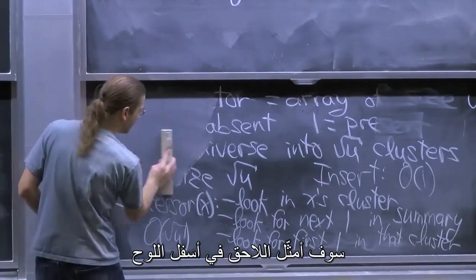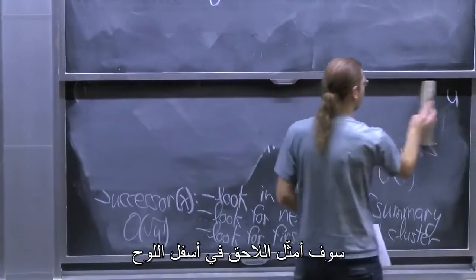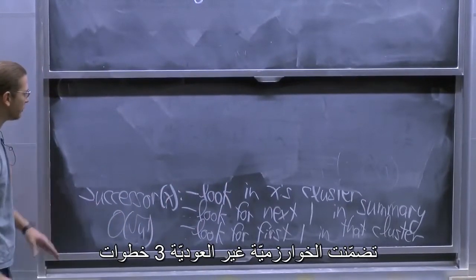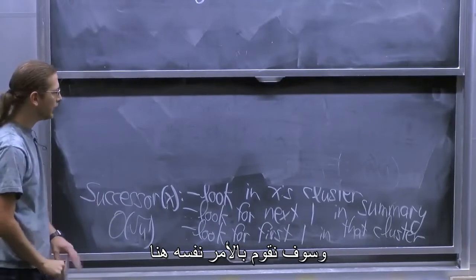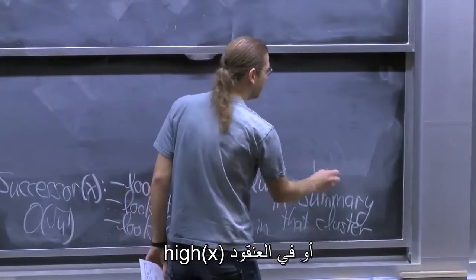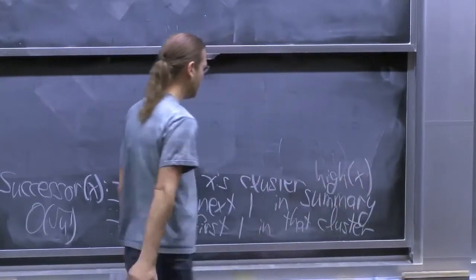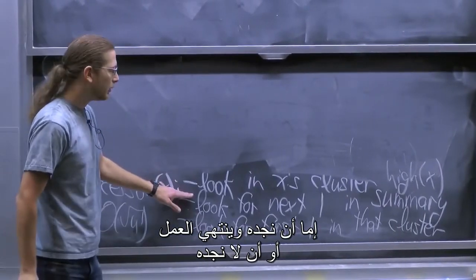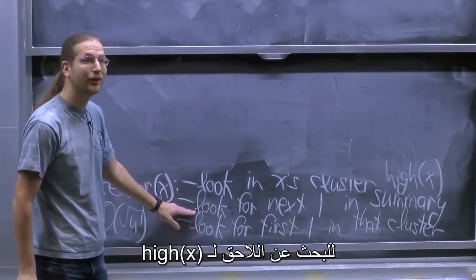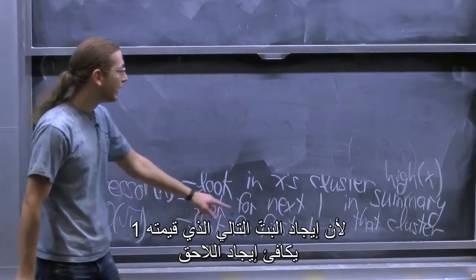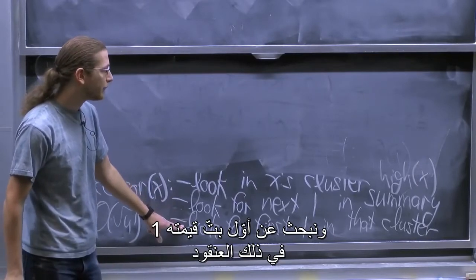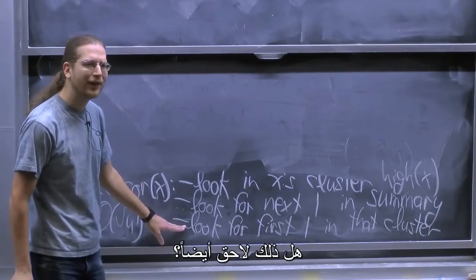Actually, I want to mimic the successor written here on the bottom of the board. So what we had in the non-recursive version was 3 steps. So we're going to do the same thing here. We're going to look within x's cluster. We now know that is the cluster known as high of x. And either we find it and we're happy, or we don't. Then we're going to look at V.summary, search for the successor of high of x. Right? Finding the next 1 bit, that is successor. Okay? And then I want to find the first 1 bit in that cluster. Is that a successor also?